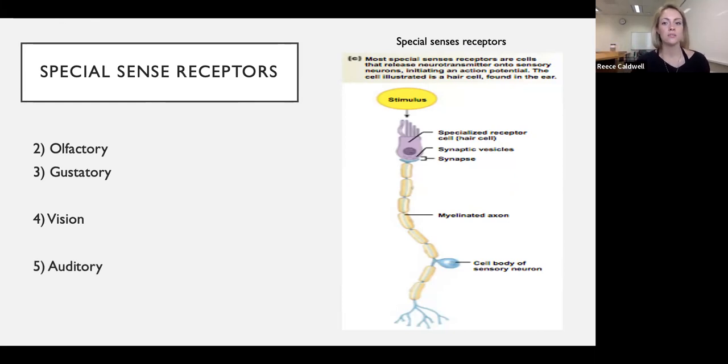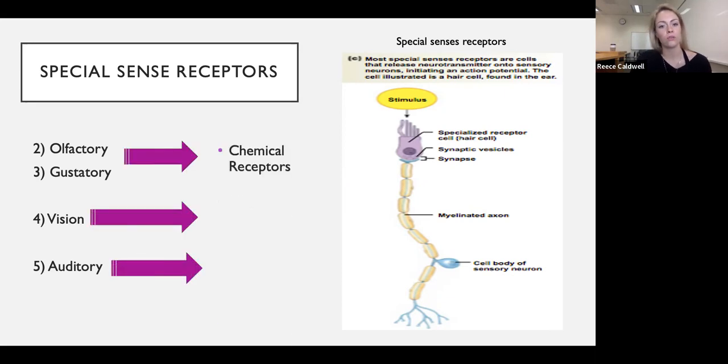Each of these systems works through its own type of special sense receptors. We see the olfactory and gustatory systems work with chemical receptors, whereas the visual system works with rods and cones. We'll look at this in depth today. And the auditory system works through hair cell receptors.